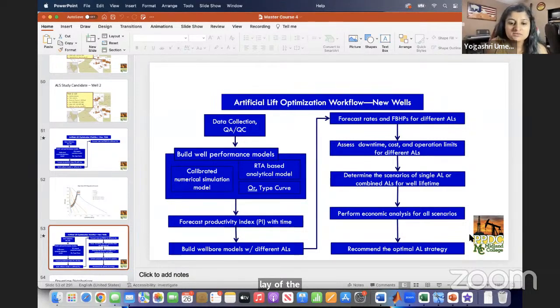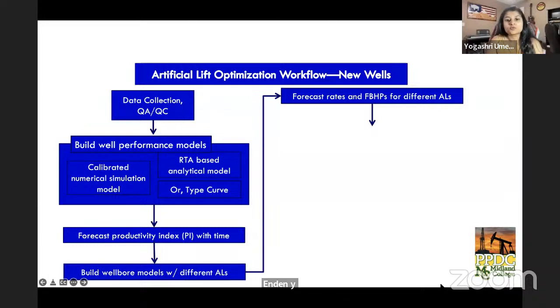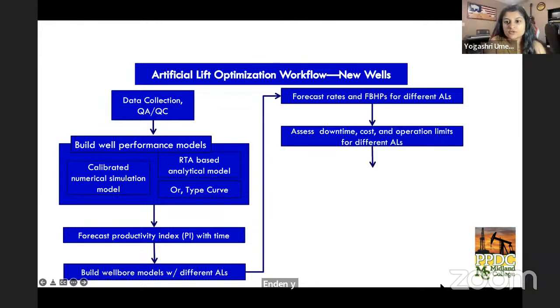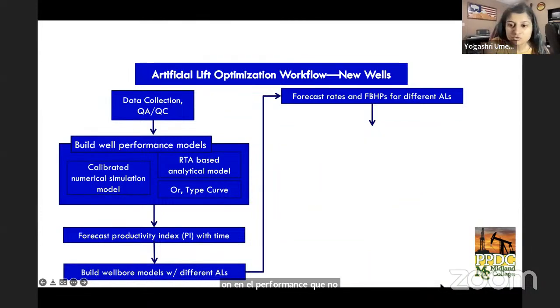Then you forecast the productivity index over time. You build wellbore models with different artificial lifts. You forecast rates and flowing bottom hole pressures of different artificial lifts over time. Then you assess the downtime, cost, and operational limits of different artificial lifts. And then finally, you determine the different scenarios of single artificial lift or combined artificial lift for wells in a lifetime, perform economic analysis for all scenarios, and then recommend the optimal artificial lift strategy.